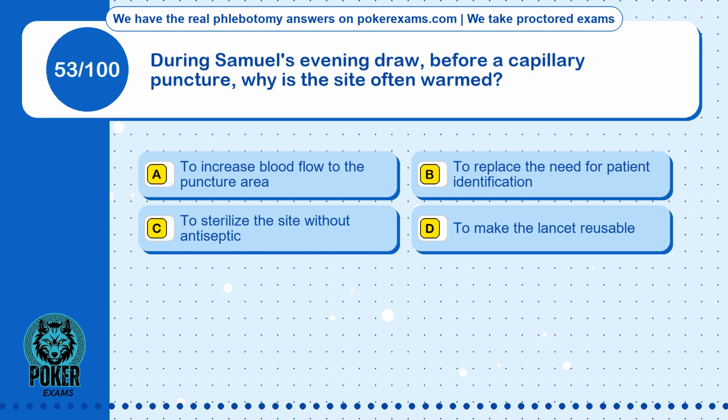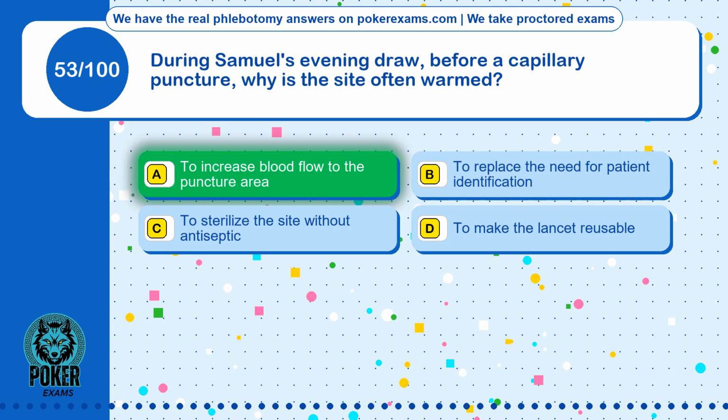Question 53. During Samuel's evening draw, before a capillary puncture, why is the site often warmed? Option A, to increase blood flow to the puncture area. Option B. To replace the need for patient identification. Option C. To sterilize the site without antiseptic. Option D. To make the lancet reusable.